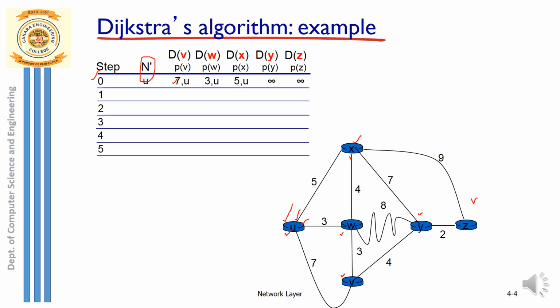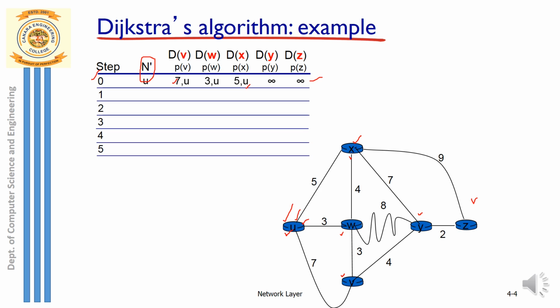Again, from the node U to X, the distance is 5. And then the distance from U to W is 3. And then the distance from U to Y, it is infinity. The distance from U to Z also is infinity. So this is the initial values what we have in the graph.